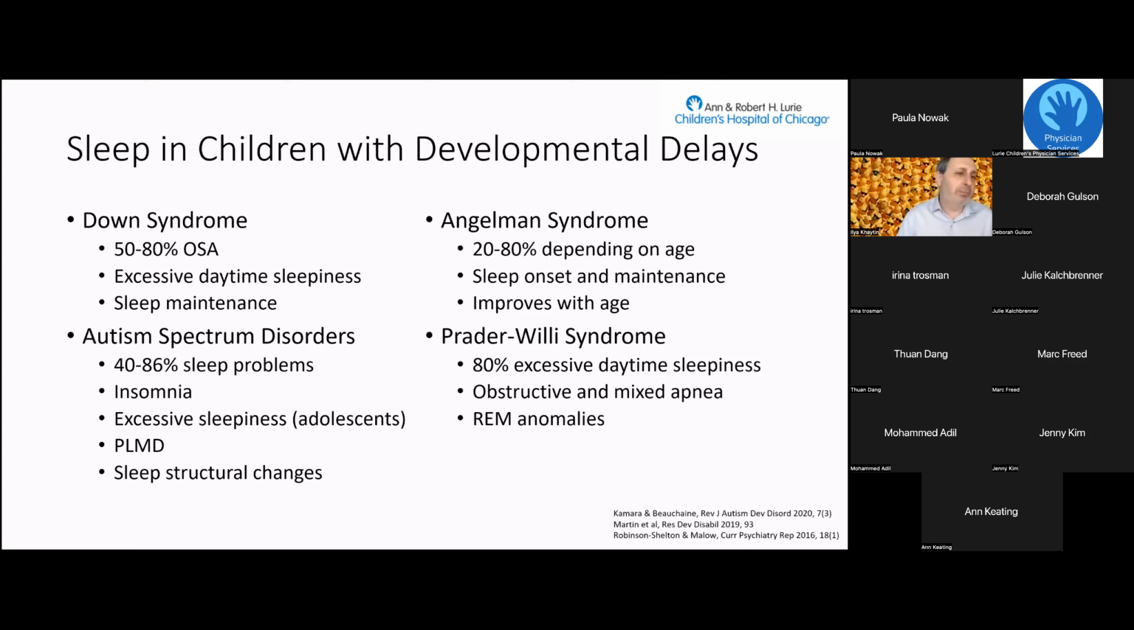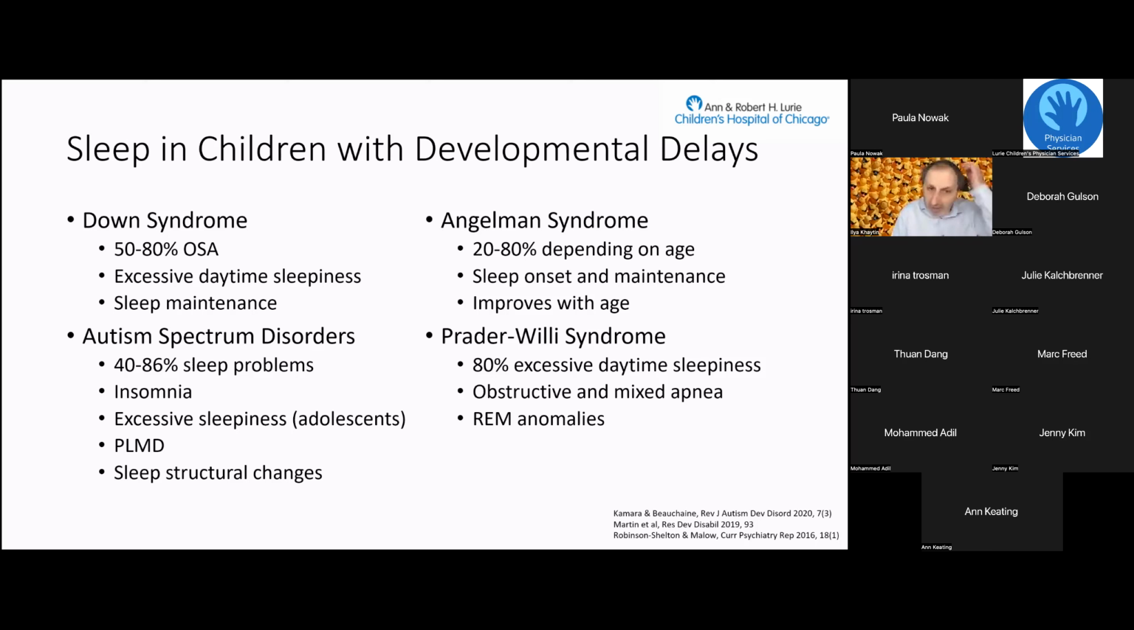Up to 86% of children with autism have sleep problems, especially insomnia and excessive sleepiness. But also, due to diet problems, they often have restless leg syndrome. And there is some research that the structure of their sleep is somewhat altered. Children with Angelman syndrome have a high prevalence of insomnia and sleep problems, which actually improves with age.